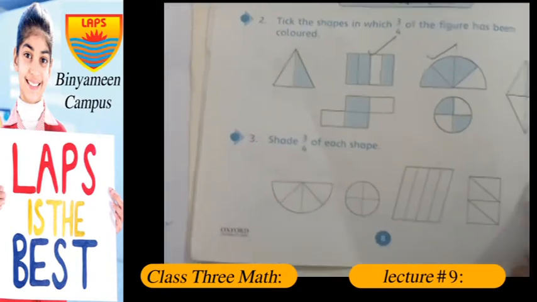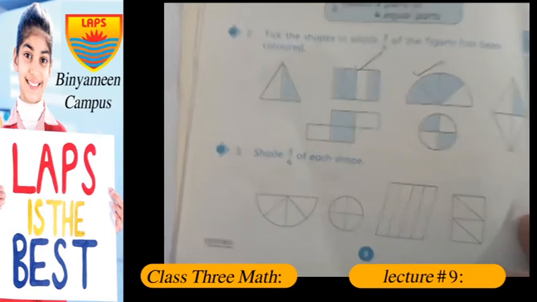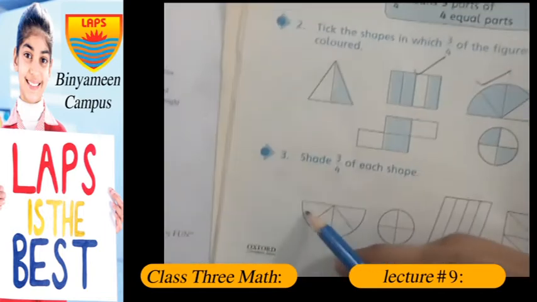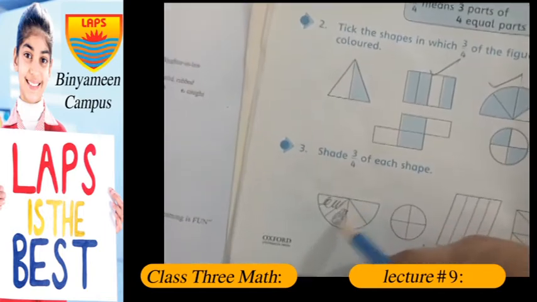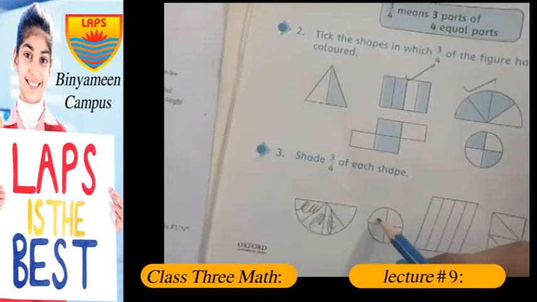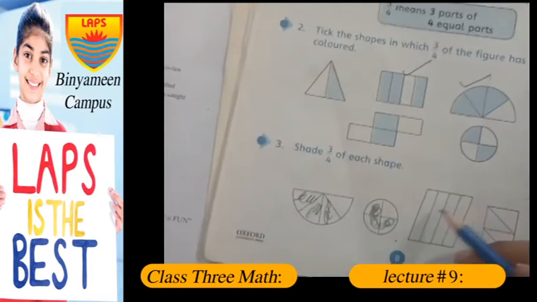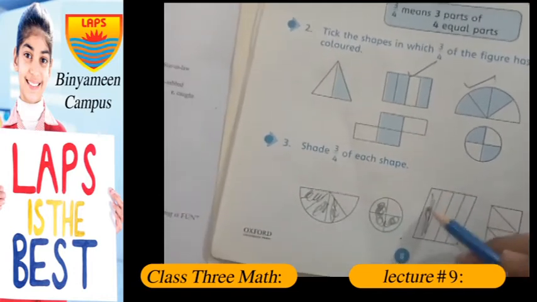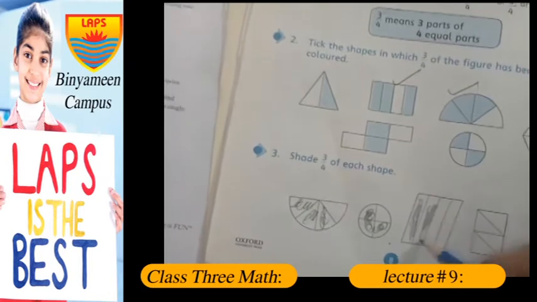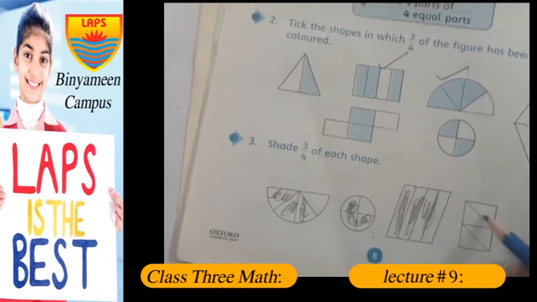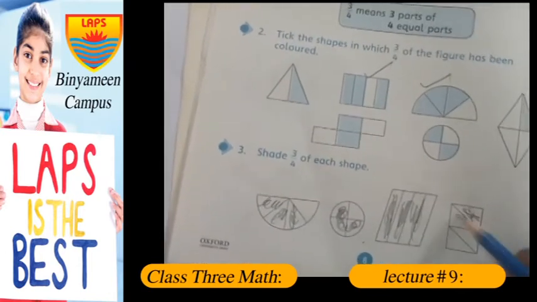Now he's saying shade 3/4 of each shape. Now it has four equal parts, so three of them will be colored like this, and you have to fill them. I don't really have colors on me, so three of them, this shape will be colored too, and three parts of this shape too, and three parts of this shape too, they will be colored.